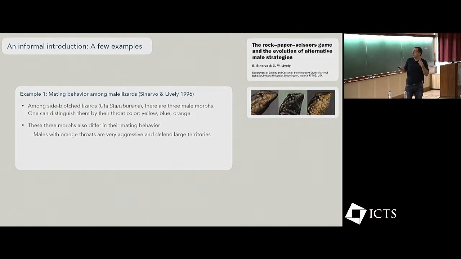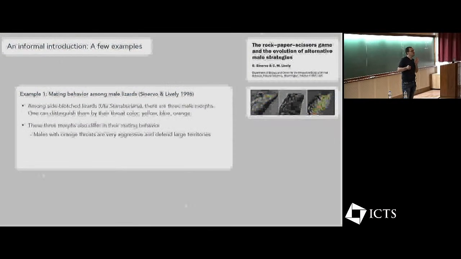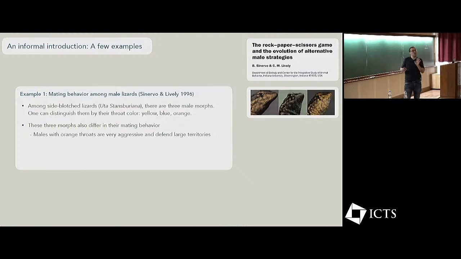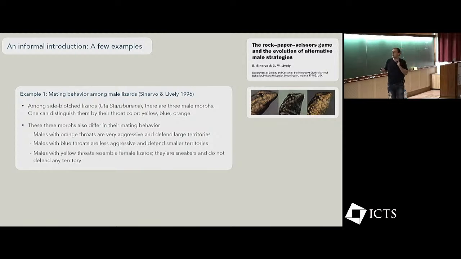Usually males with orange throats are very aggressive, and they try to have a very large territory, and what comes with a large territory is access to many females. The males with blue throats are a little bit less aggressive, so they wouldn't have many females, perhaps only one. And the males with the yellow throats don't have a territory at all. In fact, they look a little bit like females themselves, so they are very easy to confuse with females. As a result, they usually sneak around, and whenever there is a mating opportunity, they just use it.